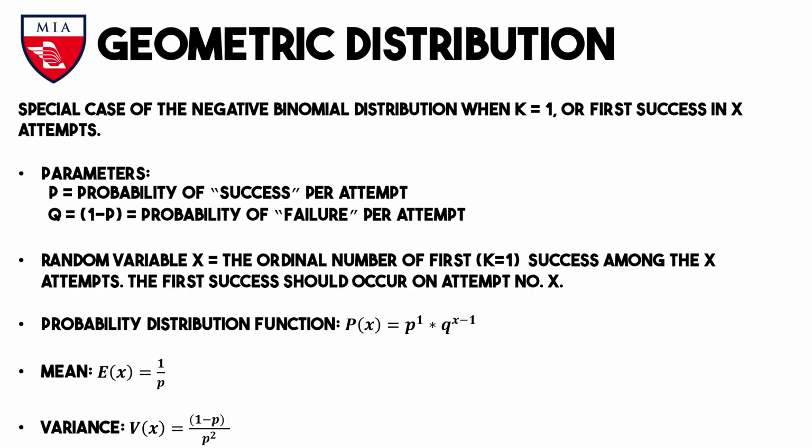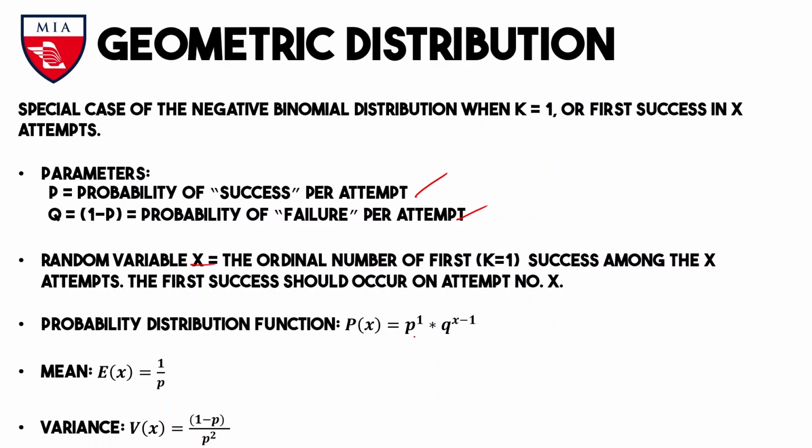So last topic for this part 1. We will discuss the very basic geometric distribution, wherein we will just have 3 available givens. We have the P, or the probability of success. We have the Q, the probability of failure per attempt. And we have the X variable.